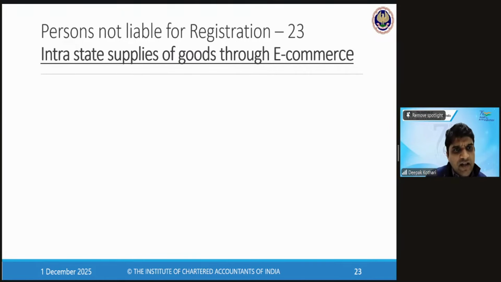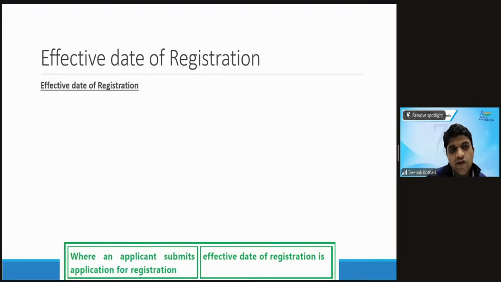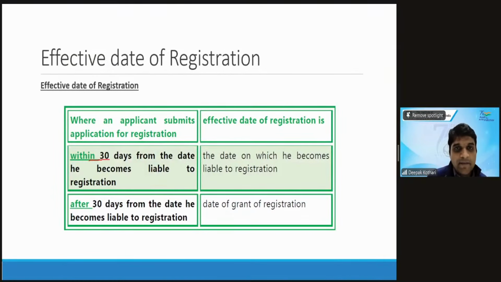Now the registration aspect. Once you do a registration, what will be your effective date? If you are applying for registration on time, when should you apply? Once you cross the threshold limit, within 30 days you have to apply. Have you applied? Yes, I've applied on time. Then the effective date of registration will be the date on which he becomes liable for registration. And if you apply after 30 days, that you have delayed your registration, then your effective date of registration will be the date of grant of registration. Okay, let's take an example to understand this.